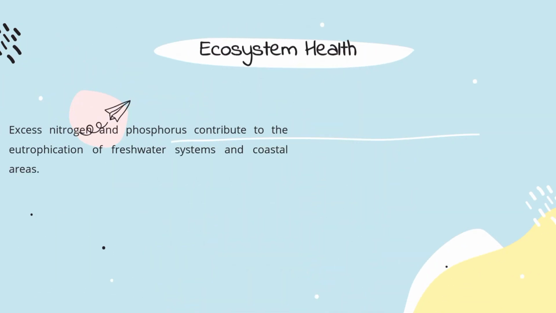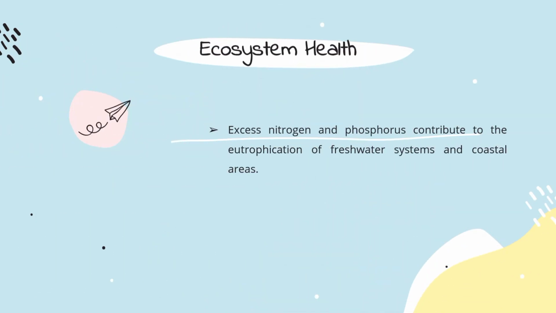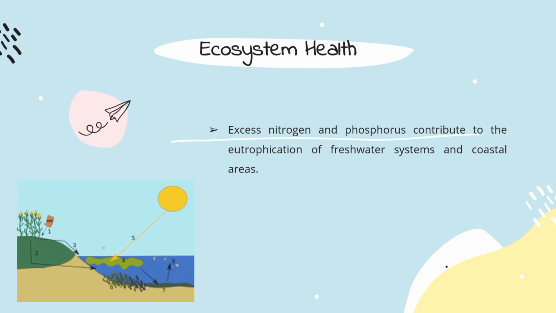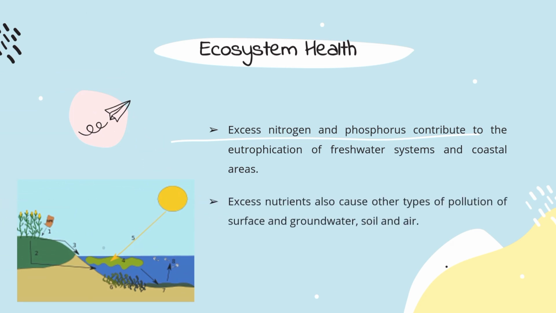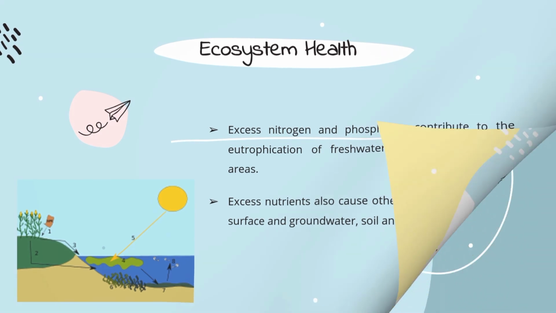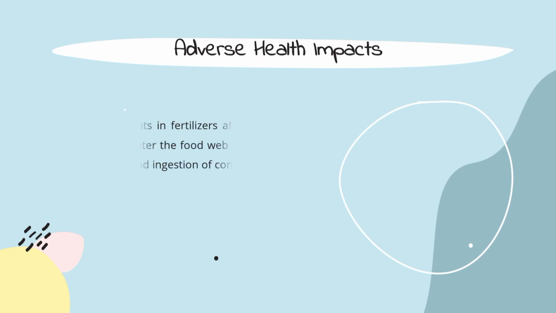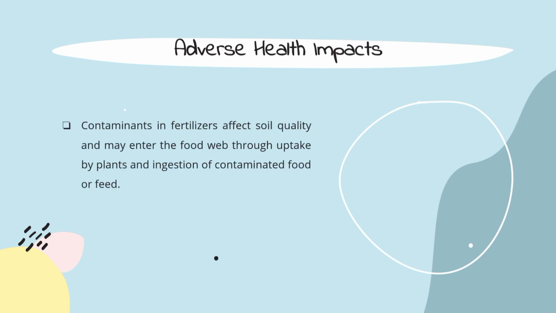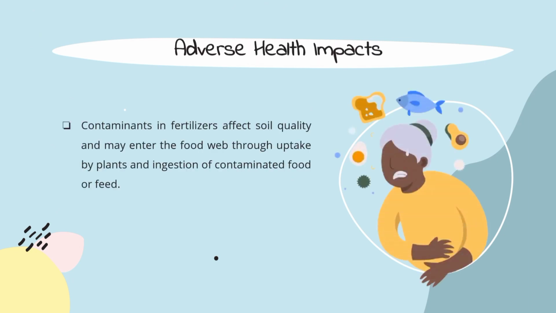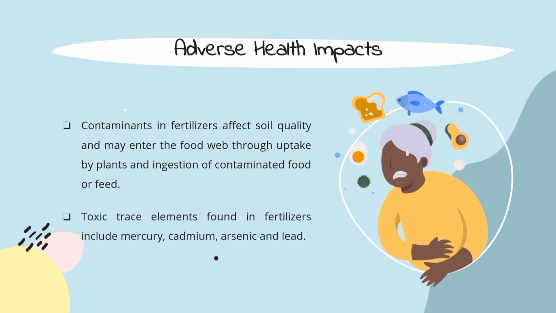Ecosystem health. Excess nitrogen and phosphorus contribute to the eutrophication of freshwater systems and coastal areas. Moreover, excess nutrients also cause other types of pollution of surface and groundwater, soil and air. Adverse health impacts. Contaminants in fertilizers affect soil quality and may enter the food web through uptake by plants and ingestion of contaminated food or feed. Other than that, toxic trace elements found in fertilizers may include mercury, cadmium, arsenic and lead.